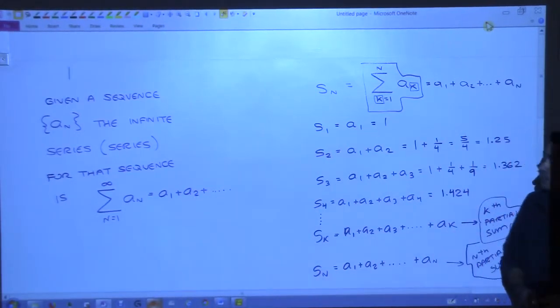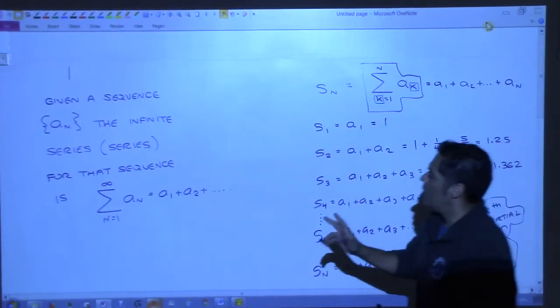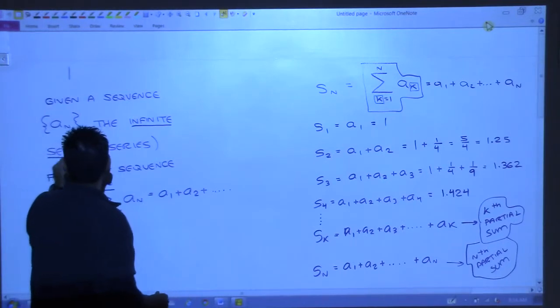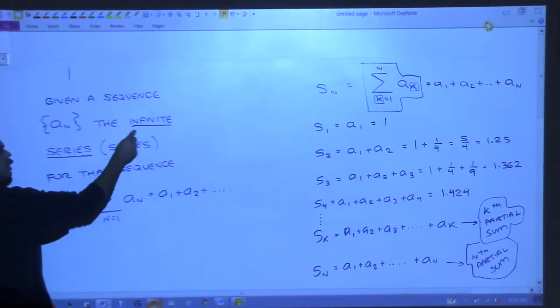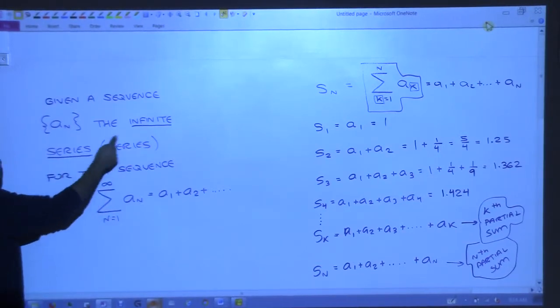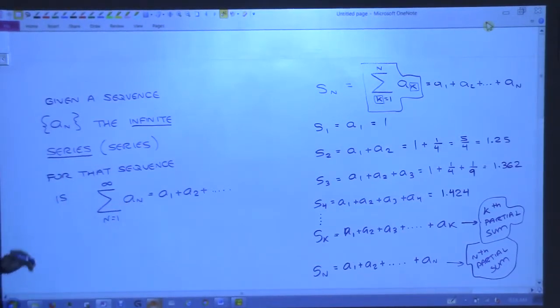Why did you use parentheses around series? Oh, what I'm saying is, this is a definition. This is the definition of an infinite series. Now, if instead of saying infinite series, you just say series, then it's the same thing. It's implied that it's infinite. Okay?